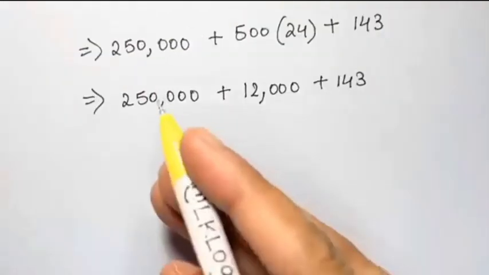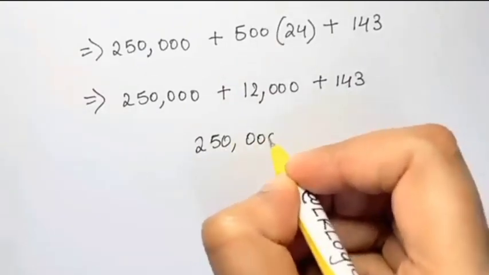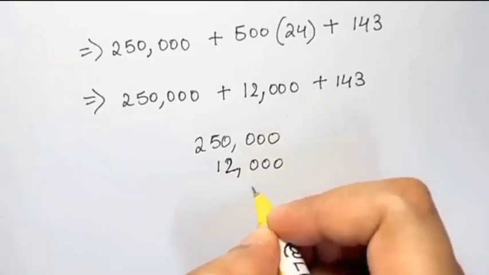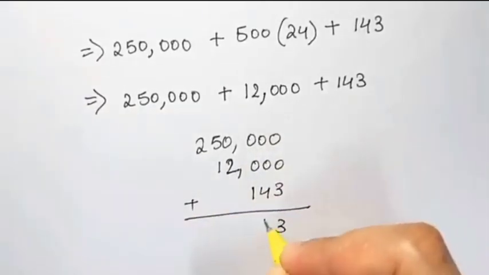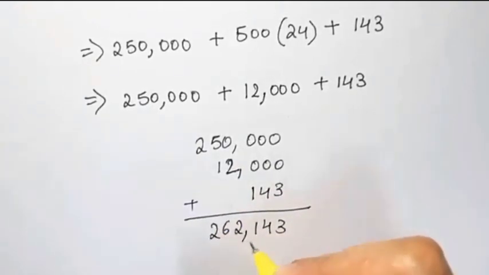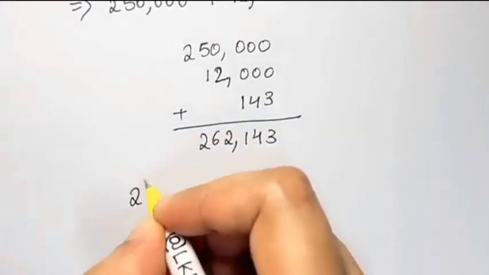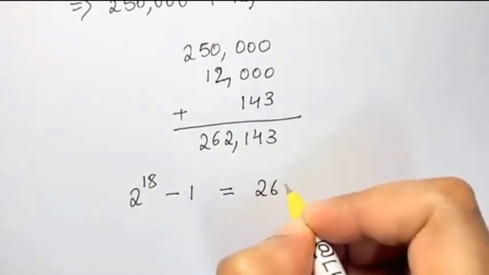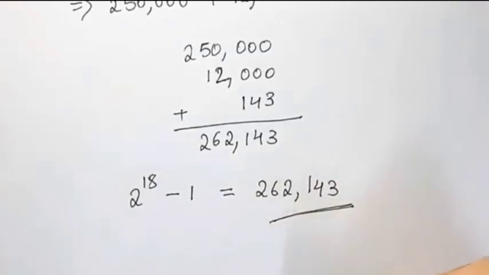Now let's just add them up together. So we have 250,000 plus 12,000 plus 143. So when you add them up, you get 262,143. So you have the answer: 2 to the power of 18 minus 1 is equal to 262,143.